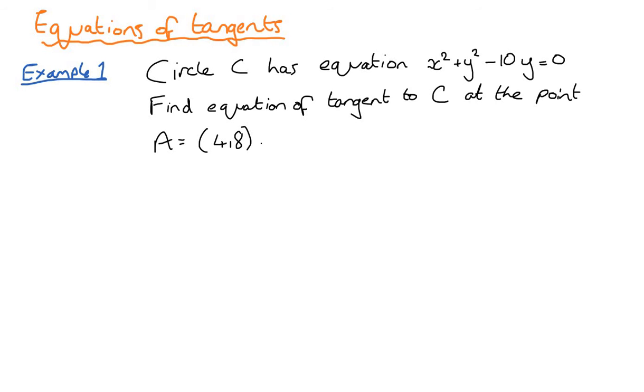Okay, so let's look at our first example. A circle C has equation x squared plus y squared minus 10y equals 0. Find the equation of the tangent to C at the point A, which equals (4, 8). So x equals 4, y equals 8.